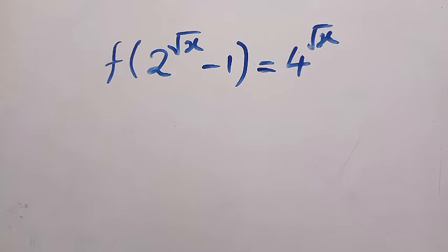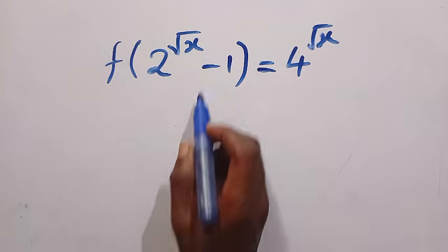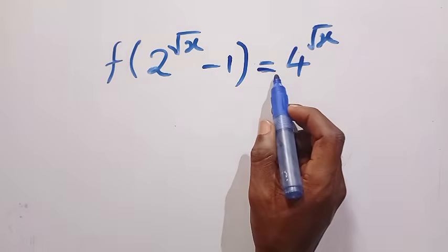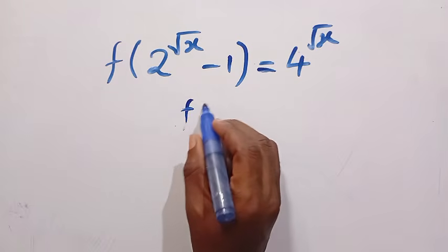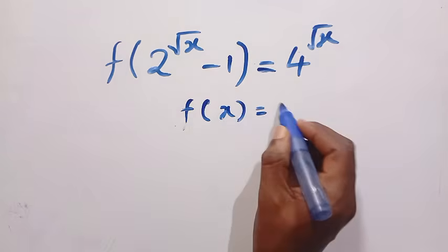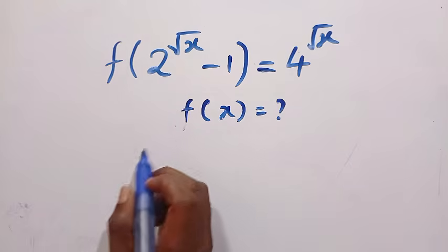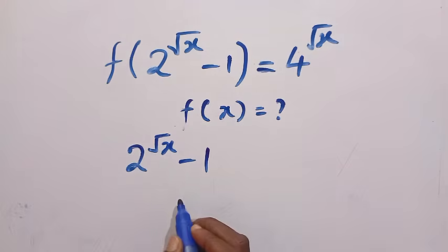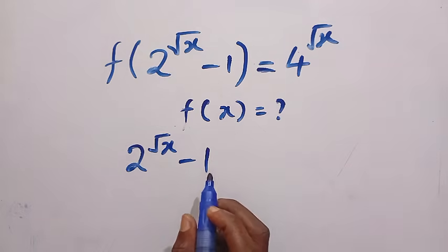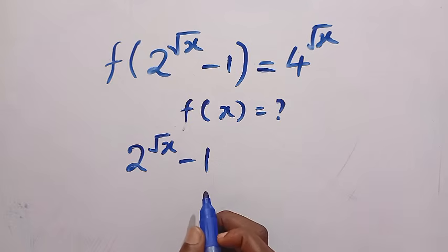Let's solve these interesting functional equations. The question is f(2^(√x − 1)) = 4^(√x). What is f(x)? If you take out this domain, which is 2^(√x − 1), I'm going to be applying two different methods to solve this.